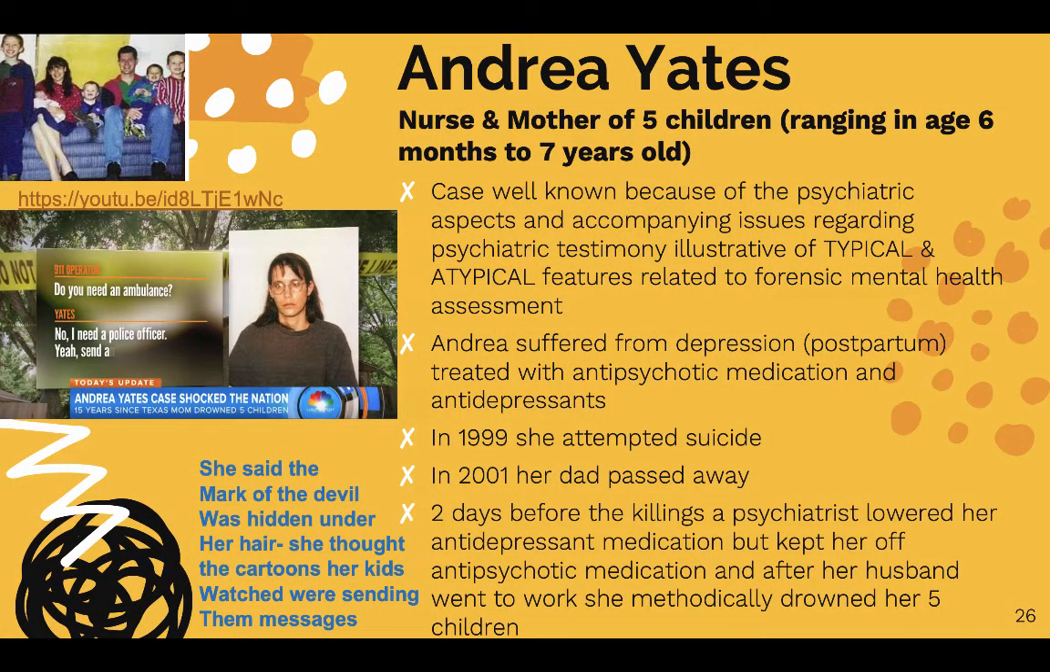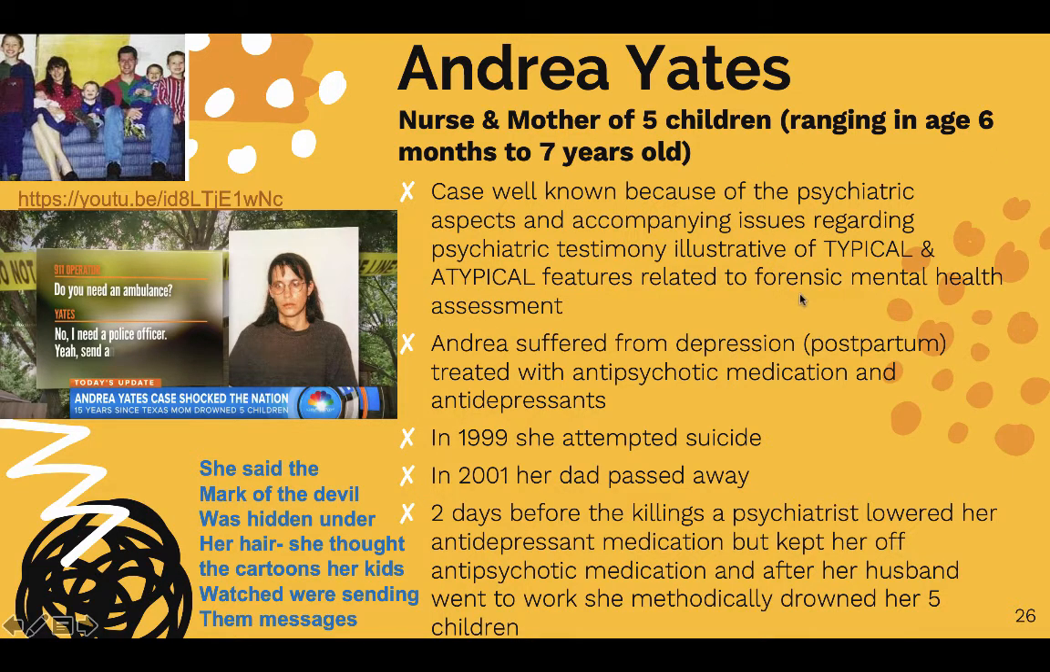The Andrea Yates case. She was a nurse and a mother of 5 children, ranging in age from 6 months to 7 years old. I've put a link here of a video I recommend watching, and this is also in your book to read, so make sure you know and understand this case. This case is well known. I remember this case coming out. I was an officer when this came out.